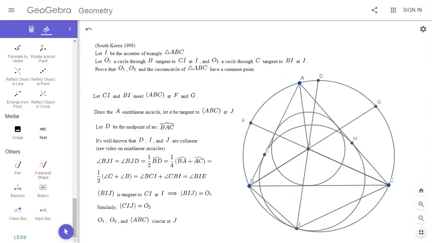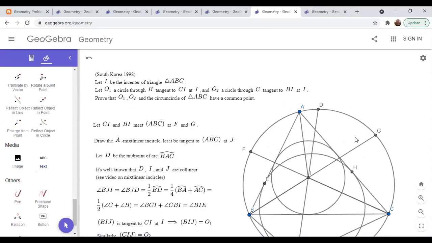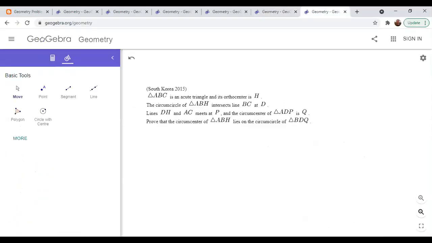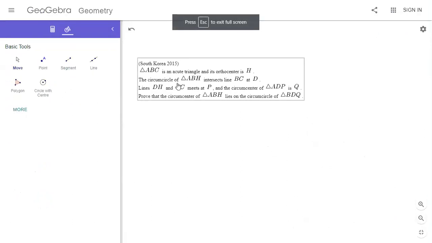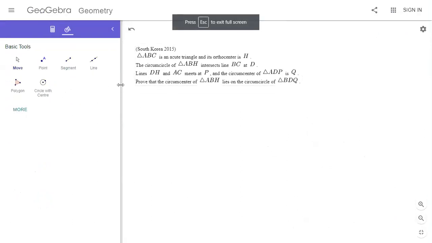All right, so we have one more problem. I like that I used mixed linear incircles, and I'm sure GeoGebra helped. All right, so this is the last one from South Korea that I have.